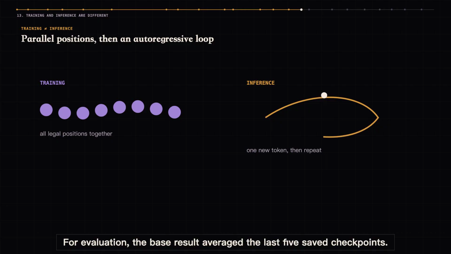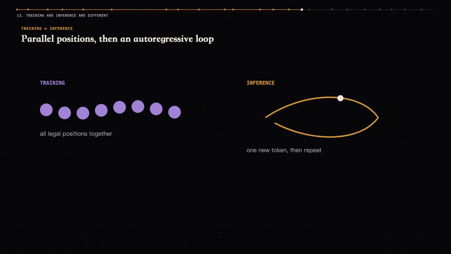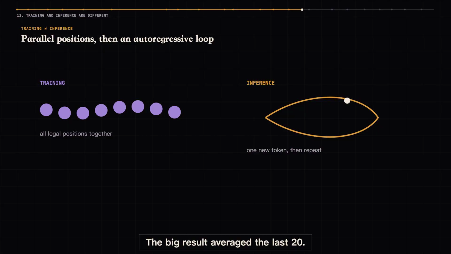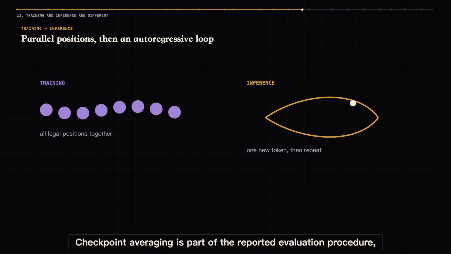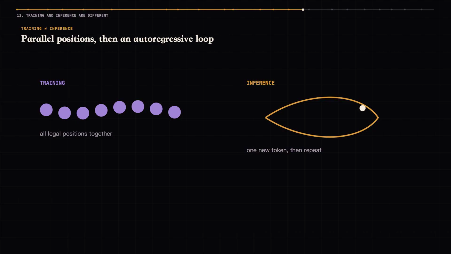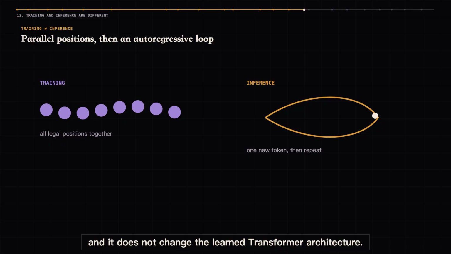For evaluation, the base result averaged the last 5 saved checkpoints. The big result averaged the last 20. Checkpoint averaging is part of the reported evaluation procedure, not an additional transformer layer. Beam search is an inference procedure. It is not an attention layer, and it does not change the learned transformer architecture.